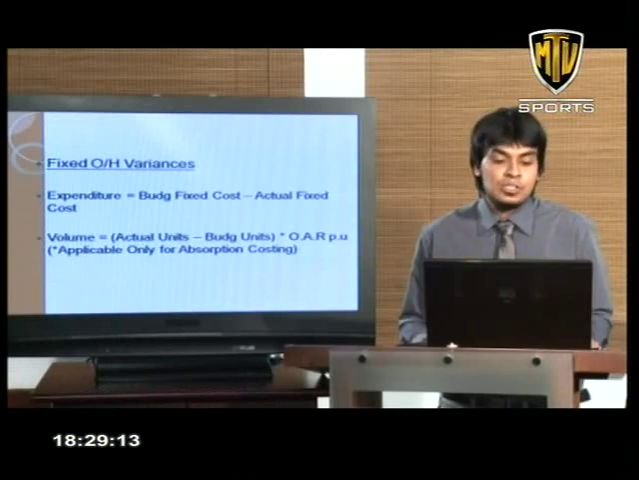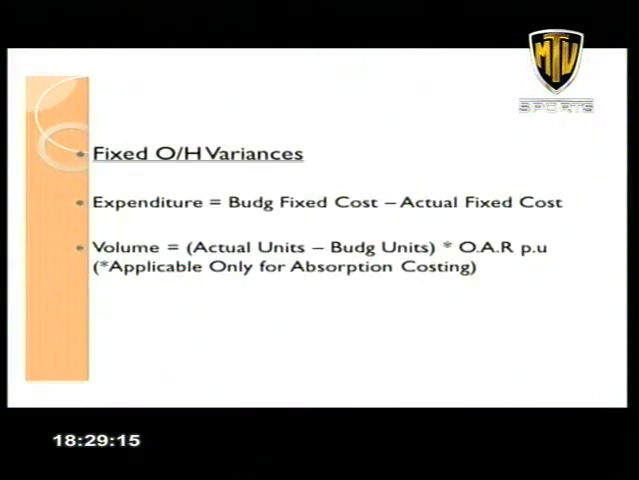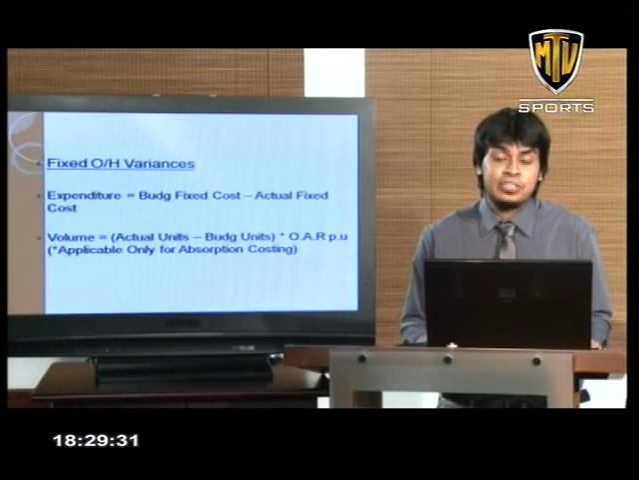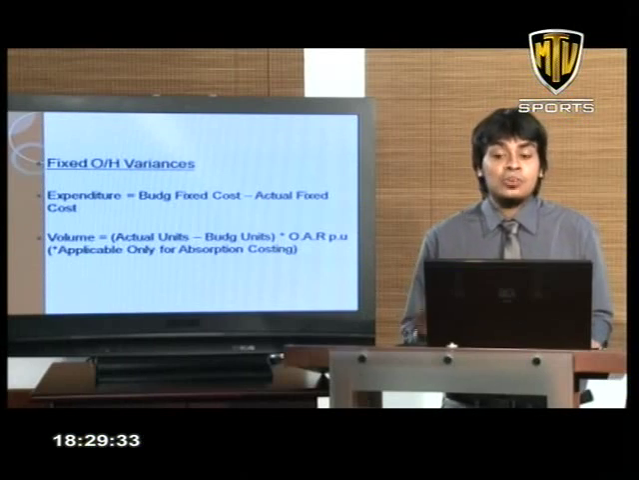So continuing with our cost variances, we can then proceed to discuss our fixed overhead variances. There are two categories. One thing is the expenditure variance. So the expenditure variance, you calculate it as a difference between the budgeted fixed cost and your actual fixed cost. And as far as your fixed overhead volume variance is concerned, it's a difference between actual units and budgeted units multiplied by your overhead absorption rate per unit.